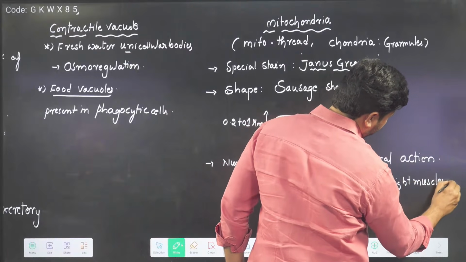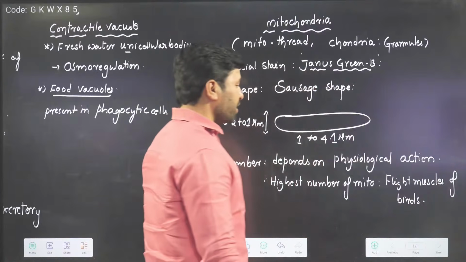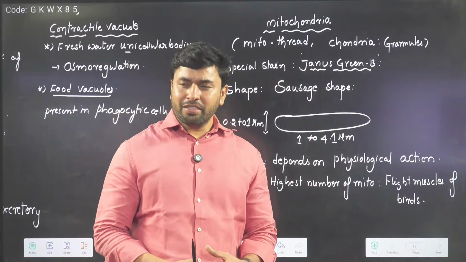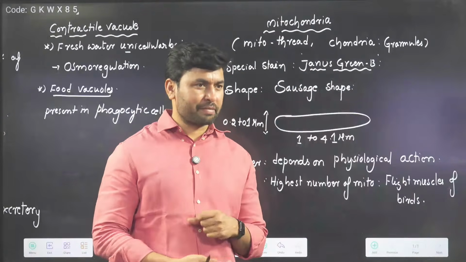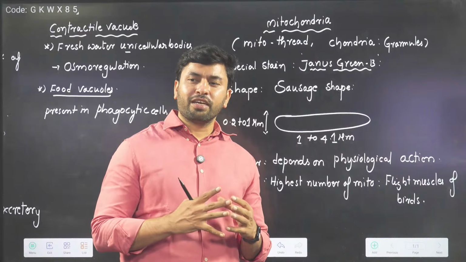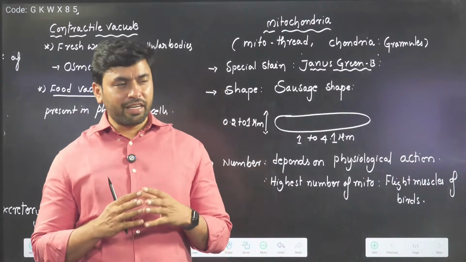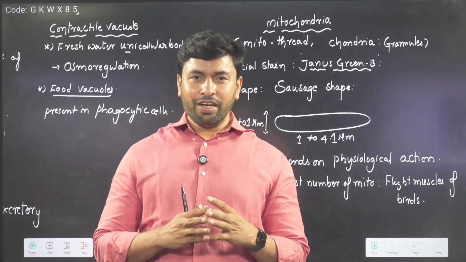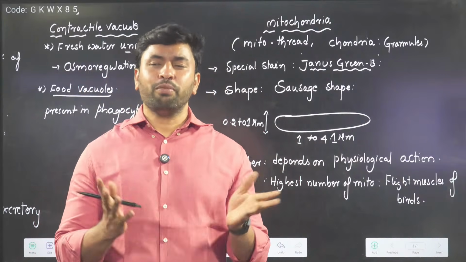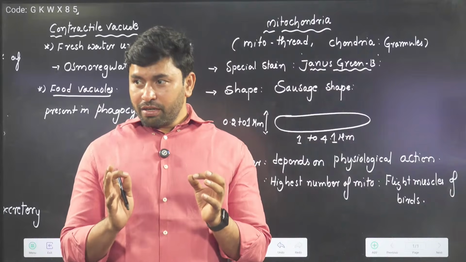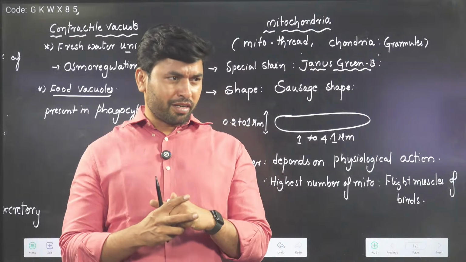Flight muscles of birds: the highest number of mitochondria will be there. One more place in our body where we have the highest number of mitochondria is our cardiac muscles. Between cardiac muscles and skeletal muscles, which one can get fatigue? Obviously skeletal muscle. If you ever get cardiac muscle fatigue, of course you need not have any further process, because automatically you die.